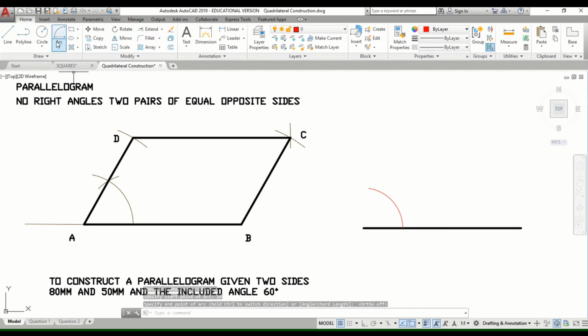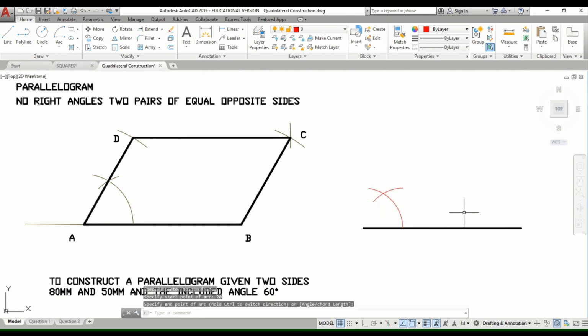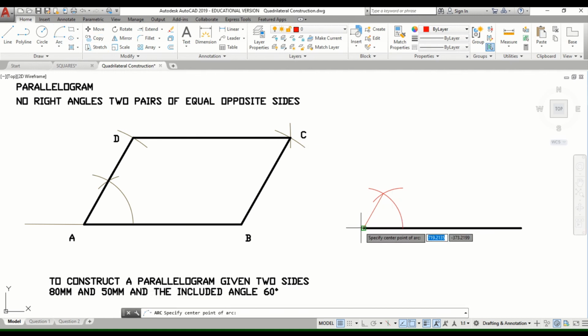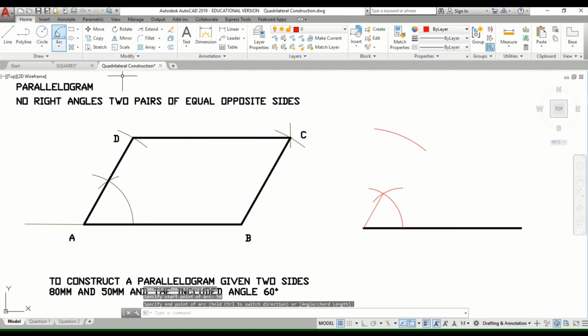Once again, you can review angle construction, and there. So this would give us our angle, line tool, of 60 degrees. Alright, so what do we do next? We will draw the other side using the arc tool, and that measurement is 50 millimeters, and we will do this from both ends.